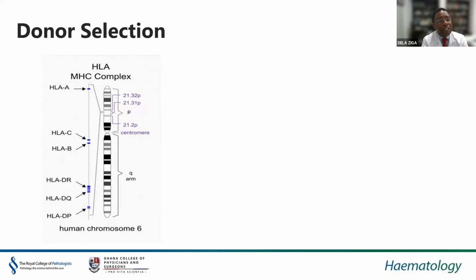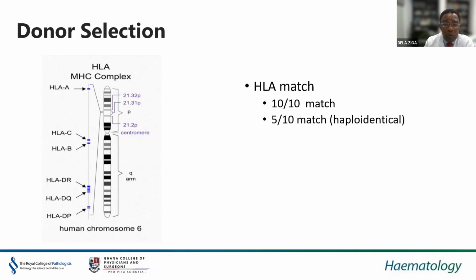Over time, it has been shown that clusters around HLA sites for HLA class 1, HLA-A, HLA-C, HLA-B, and HLA class 2, DR, DQ, DP, are very significant in determining the engraftment and rejection of transplant. So each of these sites has 2 alleles. So typing is done on each side, looking at the nucleotide sequencing.